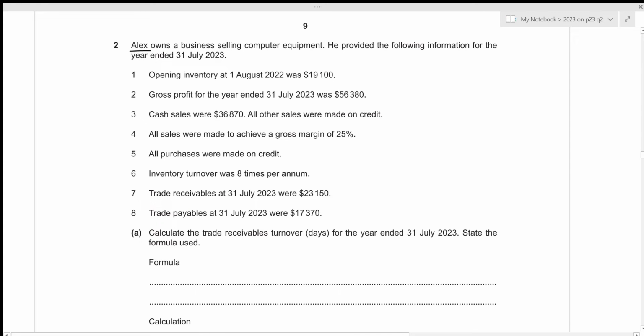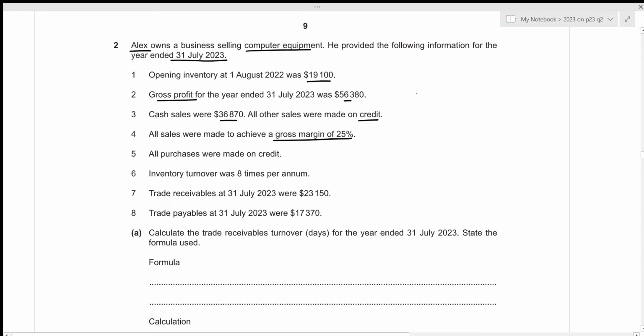Alex owns a business selling computer equipment. He provided the following information for the year ended 31st July 2023. Opening inventory at 1st August 2022 was 19,100. Gross profit for the year ended 31st July 2023 was 56,380. Cash sales were 36,870. All other sales were made on credit. All sales were made to achieve a gross margin of 25%.